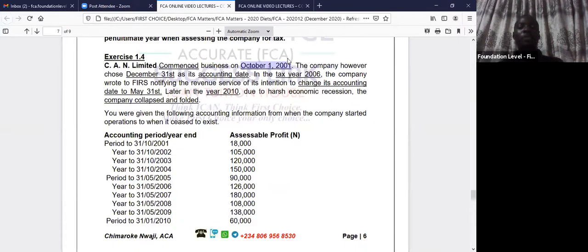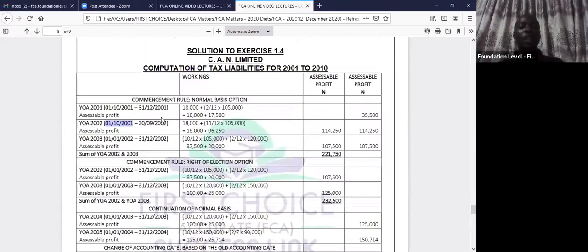Let's read on. The company, however, chose 31st December as its accounting date. So this 31st December will feature from my 3rd year. So can you see my 3rd year? 31st December 2002. Fine. And subsequently, it keeps featuring.